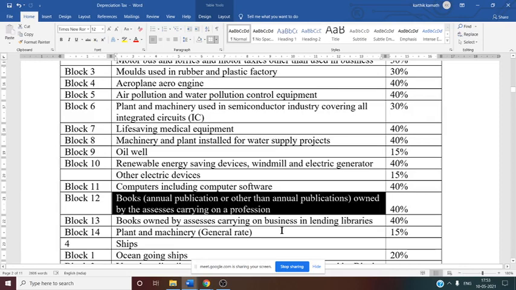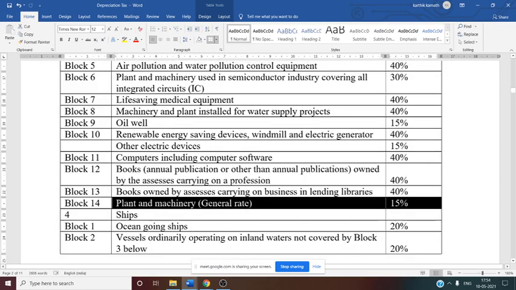Then block 14, plant and machinery general rate. This general rate is important, 15%. So plant and machinery general rate 15%, building 5% and 10%, furniture 10%, motor truck 30%, plant and machinery 15%, plant and machinery 30% is also there, book 40%, computer 40%. Whatever I told, if you remember that much, that is more than sufficient.